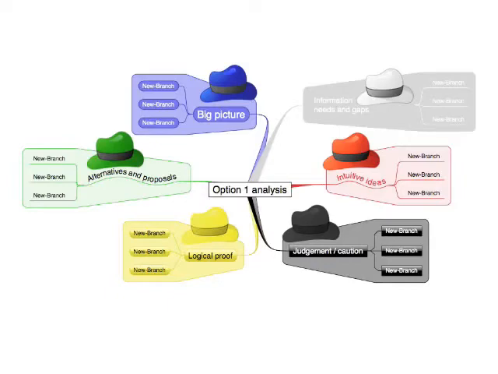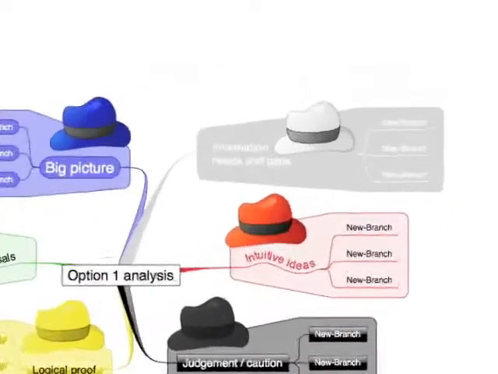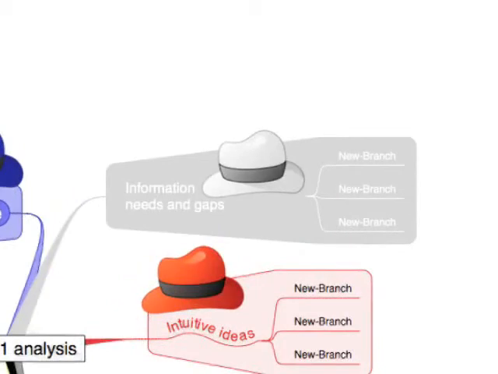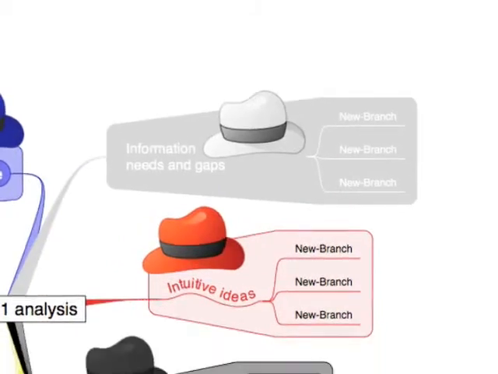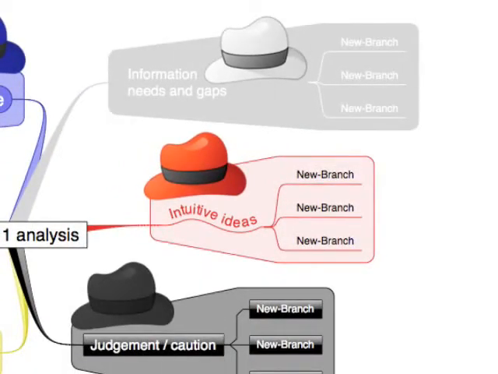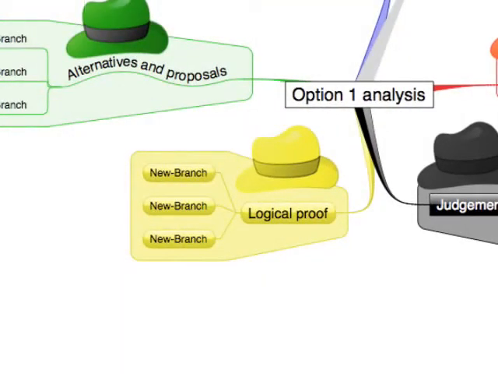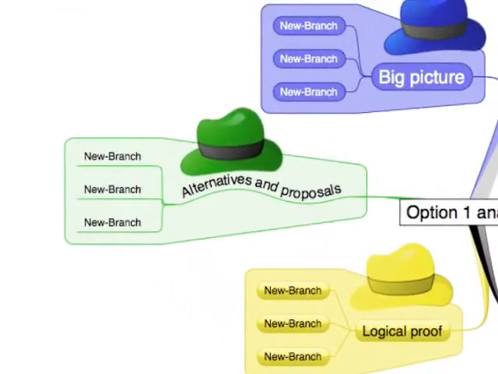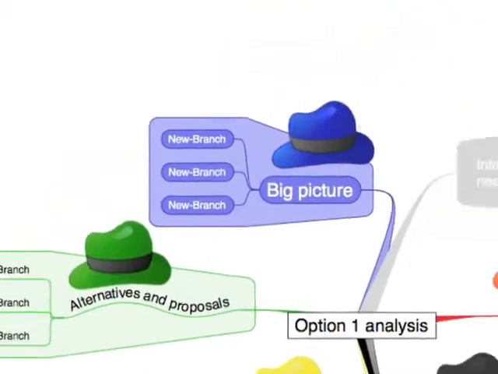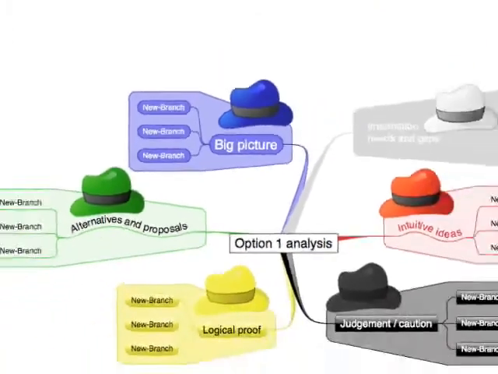Here's a mind map made using the 6 thinking hats method. Here you see that we have white representing information needs and gaps, red where you put forward intuitive ideas without needing to justify them, black where you're judging ideas harshly and exercising caution, yellow is logical reasons why this will work, green is alternatives and proposals, and finally blue, which is the big picture.